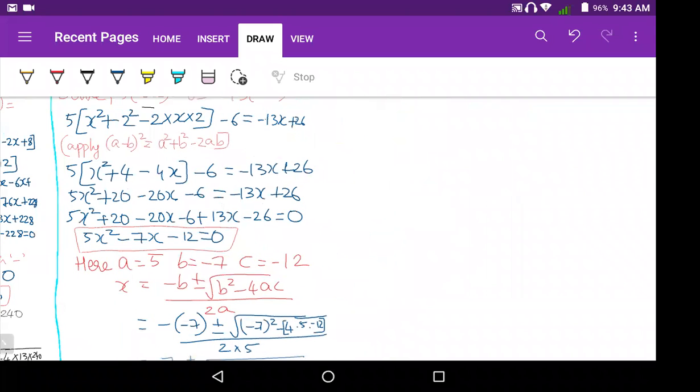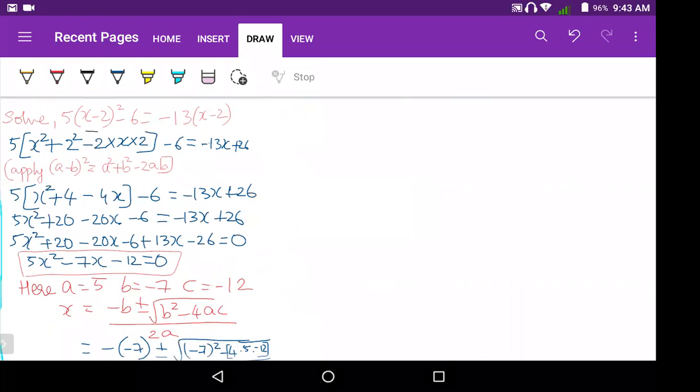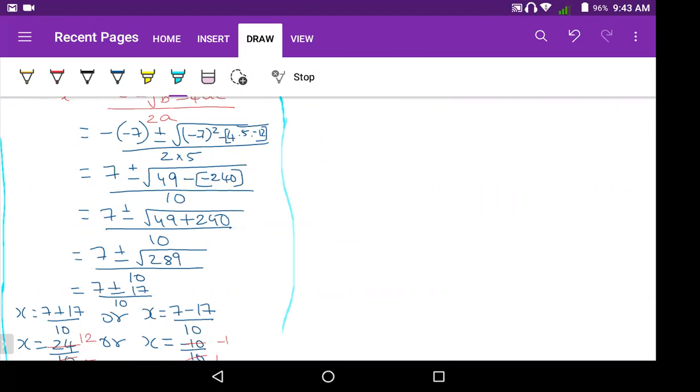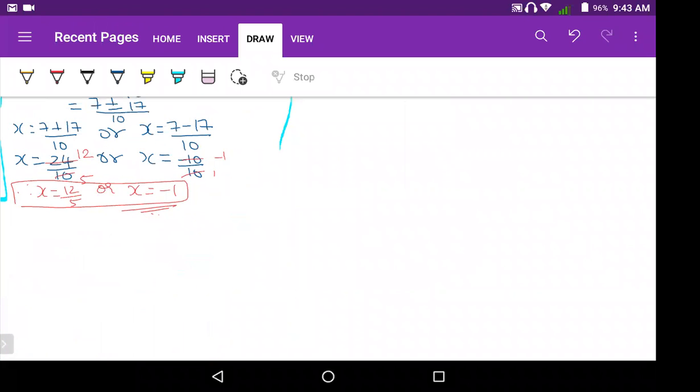Good. Now let us go to the next question. The next question is also a similar one, but we will have a little bit of fractions to be added in the next problem. Okay, so let me just draw a line here.